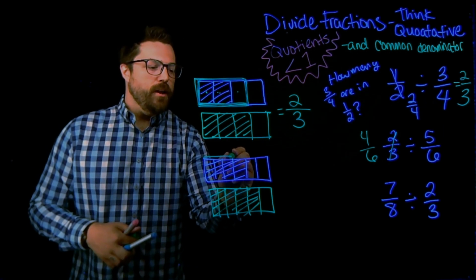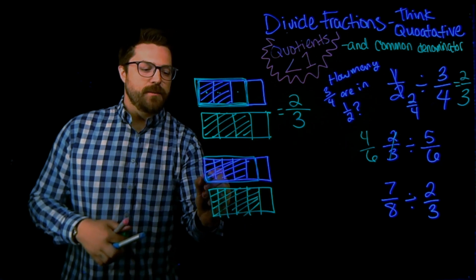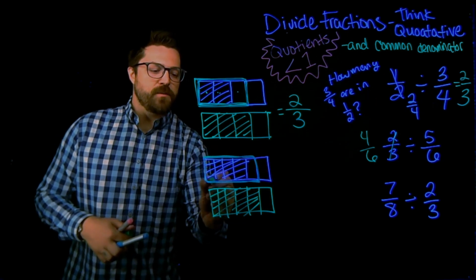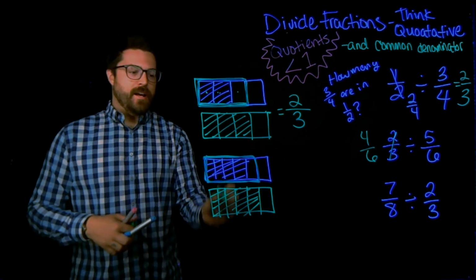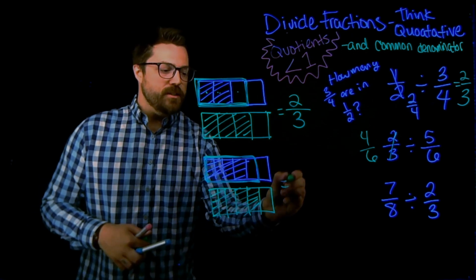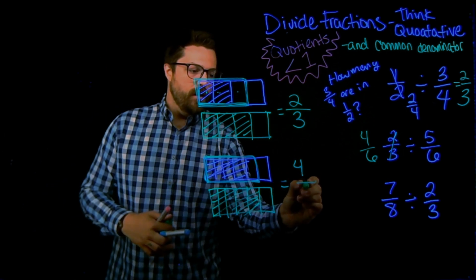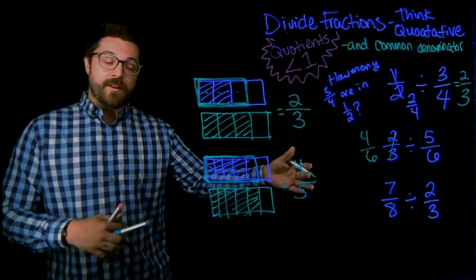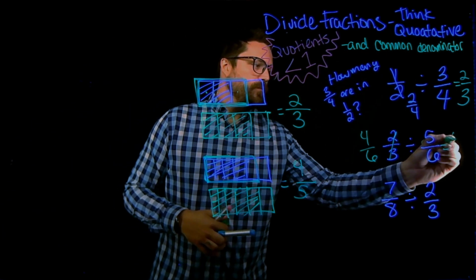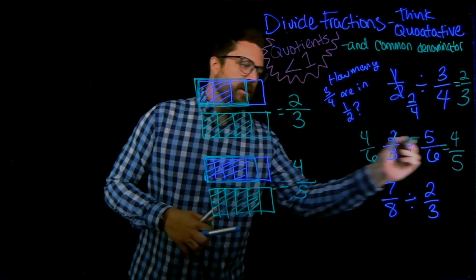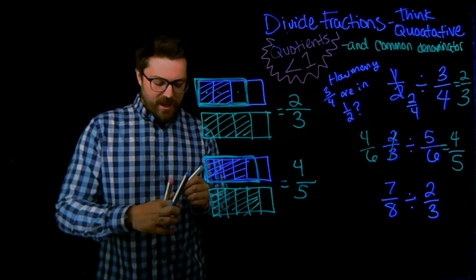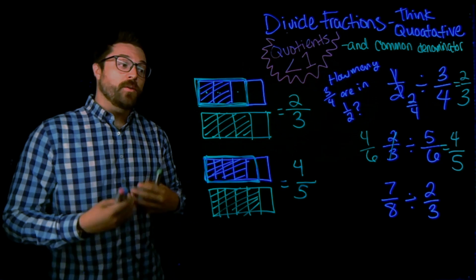And so here's where 5/6 is. I want to know how much of that do I have? And I have 4 of the pieces, but I needed 5 of them. And so 2/3 divided by 5/6 is 4/5. And maybe by now you've started to notice a little bit of a pattern.